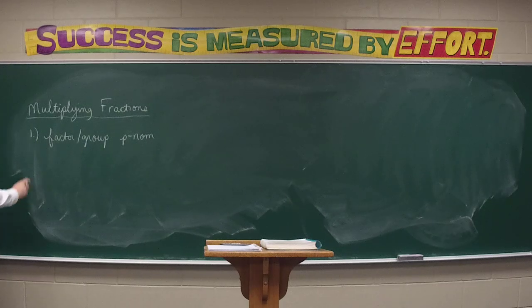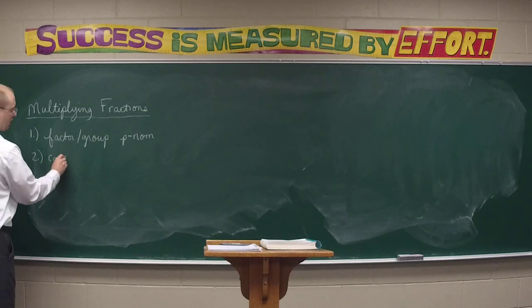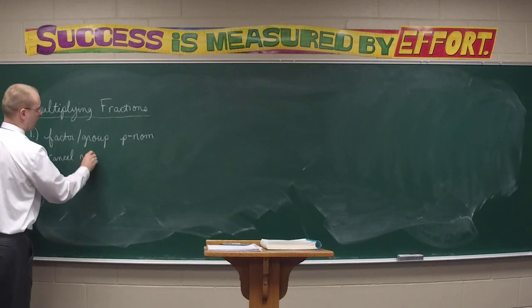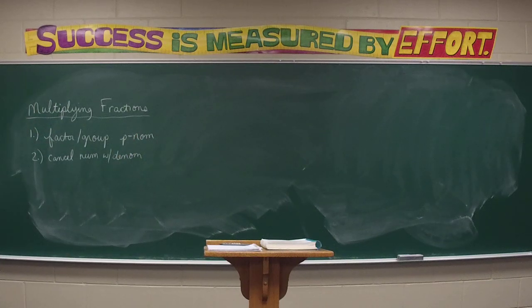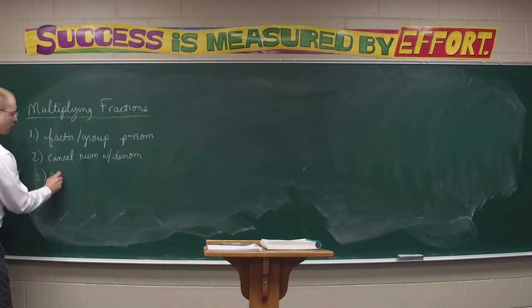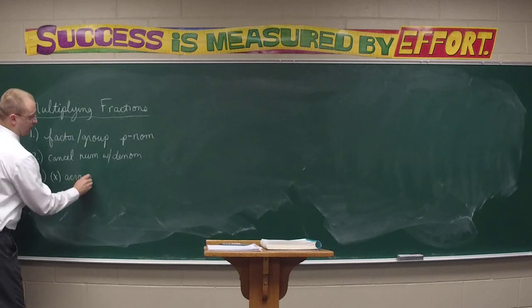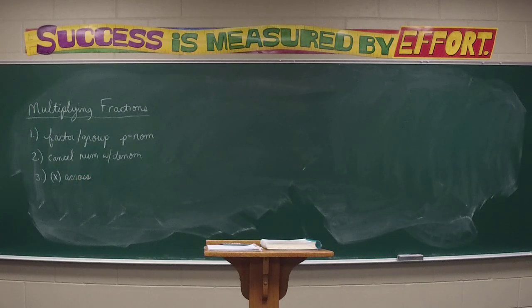Step number 2, cancel numerators with denominators. Once that's finished, anything that's left in the top, you just multiply it all together. Anything that's left in the bottom, you multiply it all together. So we multiply across. And if we did it right, we shouldn't have to reduce, by the way, because the reducing should have taken place in the canceling step.